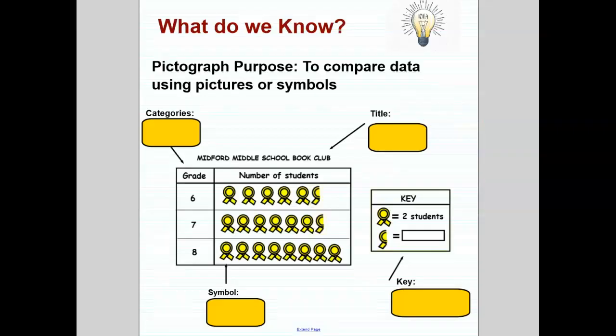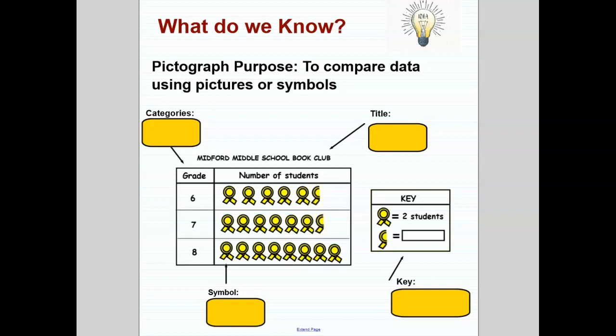Before we get started with this wonderful new learning, I want to see what you already know about data and graphing. Why don't you take a second and pause the video and tell me, where do we look first when looking at picture graphs, and what are the important components of a picture graph? You will find that this information is very similar to our bar graphs today.